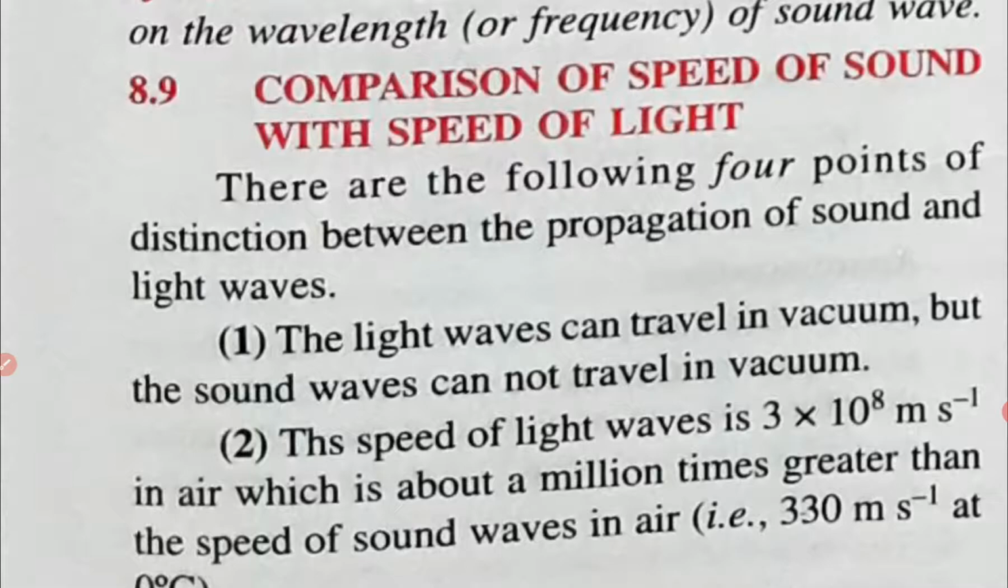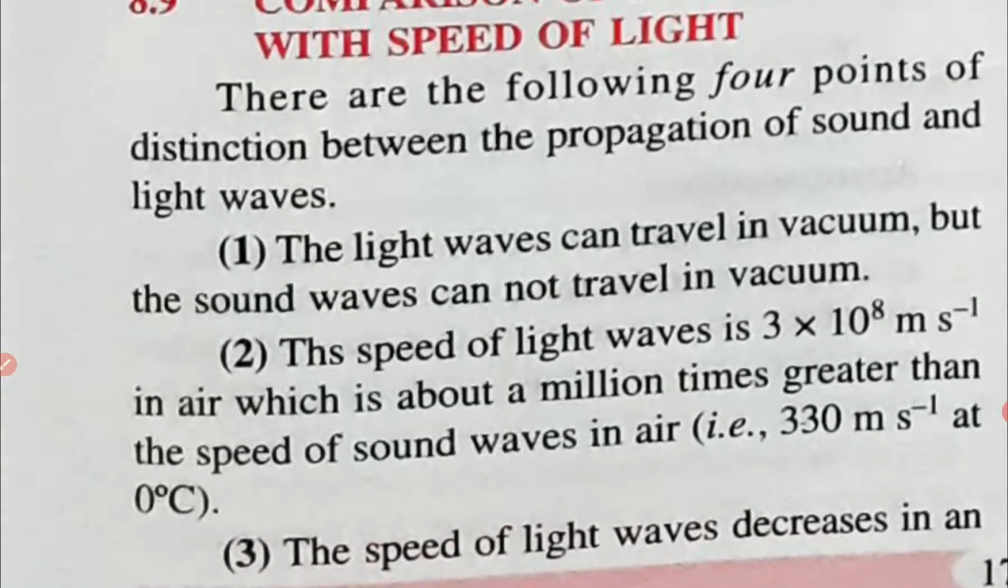Point number 2, the speed of light waves is 3 multiplied by 10 to the power 8 meter per second in air, which is about a million times greater than the speed of sound in air, which is 330 meter per second at 0 degrees Celsius.